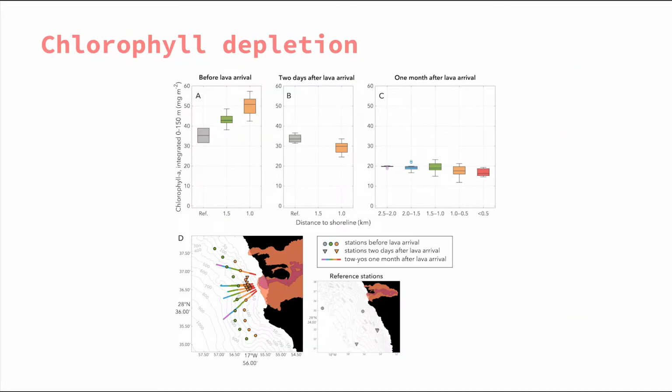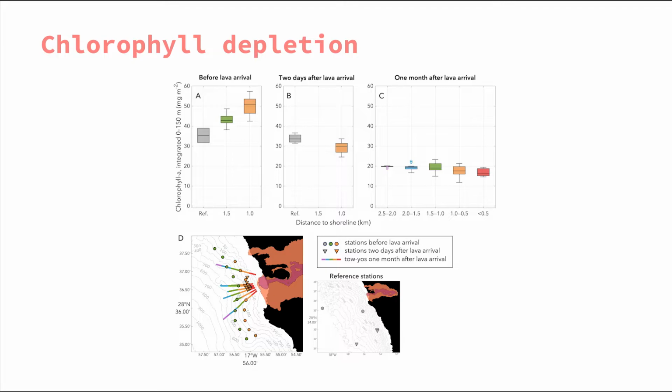And finally, this is, for me, even more interesting. Another effect that we saw is that the chlorophyll decreased. Chlorophyll is a pigment that is present in phytoplankton, which are the photosynthetic microorganisms of the ocean.